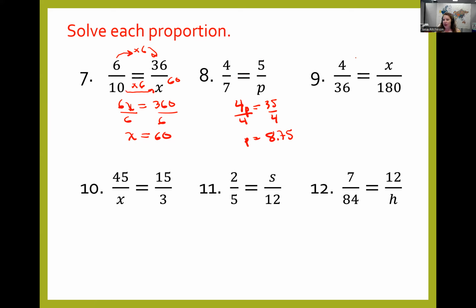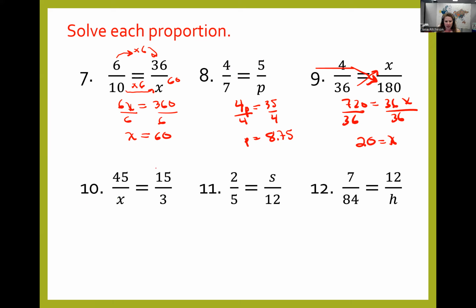All right, what about this one? Let's cross multiply. 4 times 180 is 720. 36 times x is 36x. To solve for x, I'm going to do the opposite of multiplying by 36, which is dividing by 36. So 720 divided by 36 is 20.